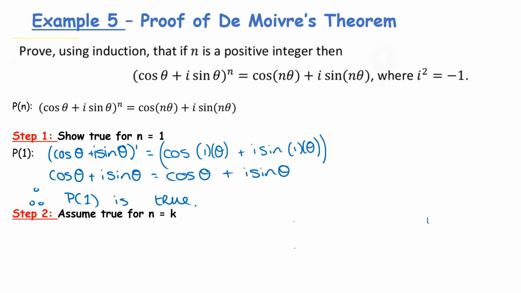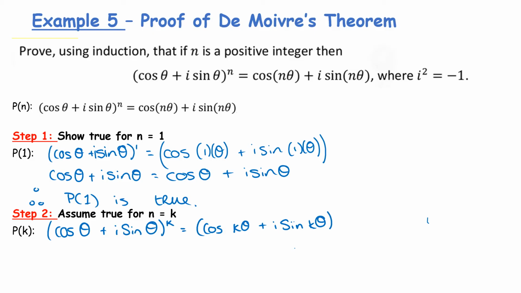So step 2, assume true for n equals k. So we're going to write out our proposition with k, and that is that cos theta plus i sine theta to the power of k equals cos k theta plus i sine k theta. So we are assuming, sorry, that k doesn't look very k-ish. So we're assuming Pk is true. And we're going to use that in our next step.